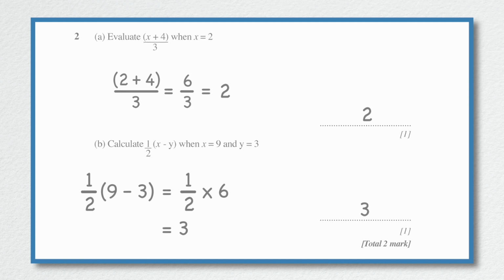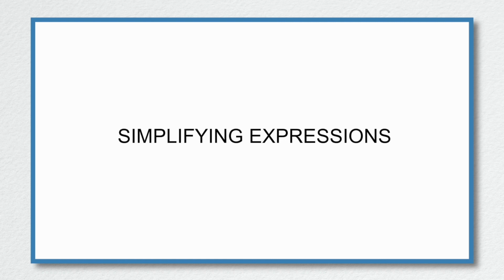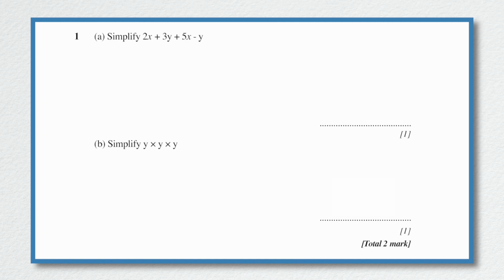For the last 3 questions, we are going to focus on simplifying expressions. Here's the first question. Notice that there are 2 parts and each part only carries 1 mark. Part A. Simplify 2x, add 3y, add 5x, subtract y.